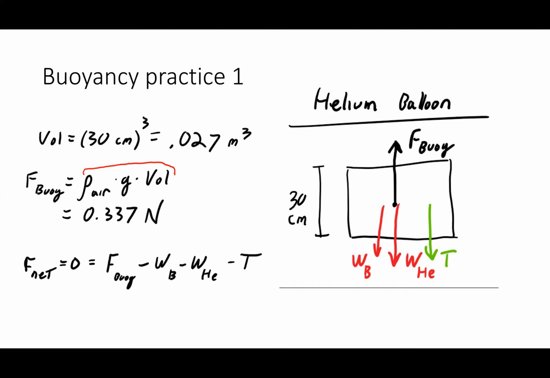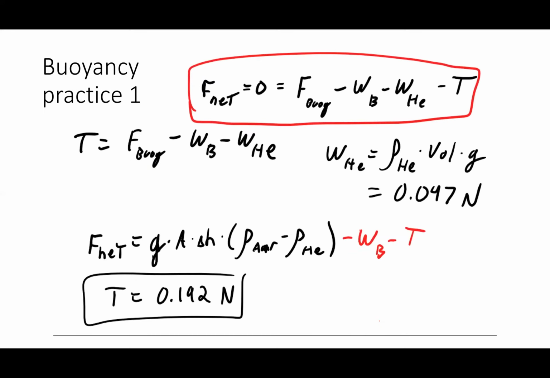And then I can say, okay, the net force should be 0. And so the buoyant force should be canceled out by the sum of all of these downward forces. I'm looking for tension here, right? I'm looking for how hard I have to pull down on the string to keep the balloon from floating away. And so if I put in everything else in this equation, the remaining tension looks like 0.192 newtons. So a cool problem, right? Buoyancy being a simple but interesting concept with some nuance to it.